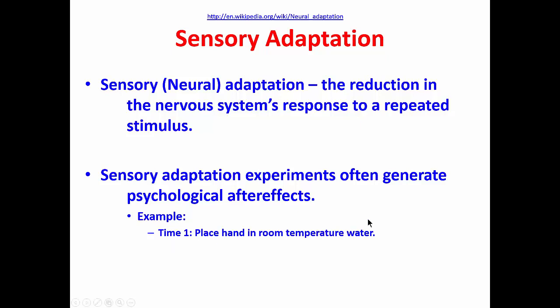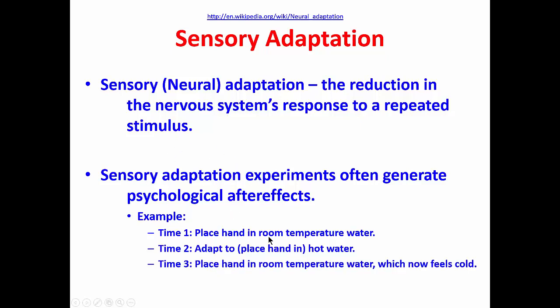That's time 1. Let's now go on to time 2, where we introduce the adaptation manipulation. At time 2, we might ask our participant to place his or her hand in hot water. And we have them hold their hand in hot water for maybe a minute or so. Now this is a repeated exposure to the stimulus of hot water, so during this interval of time, the hot-tuned neurons are going to be firing at a much higher level than will the cold-tuned neurons. But after repeated exposure to this hot water, the hot-tuned neurons will begin to reduce their firing rate as evidence of sensory adaptation. Now, we're up to time 3, and we return to our initial room temperature water.